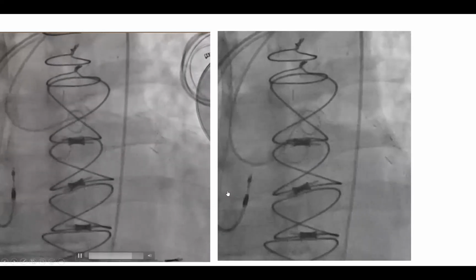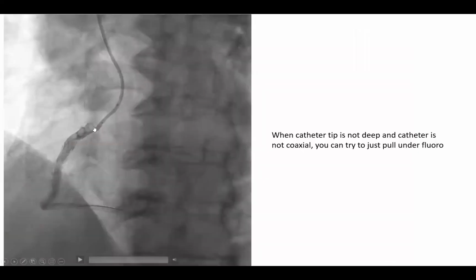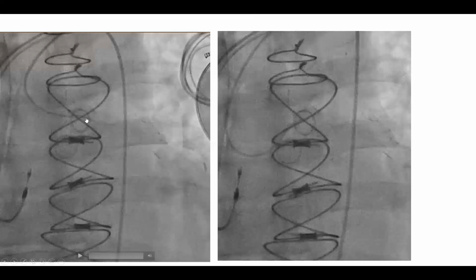But you have to do it under fluoro, and you react to what you see. Sometimes pulling works. And this is a case where pulling the catheter just works. And you need to know, when does pulling work? When the catheter tip is not deep, unlike here. Here, the catheter tip was deep. If you pull it, you will dive deeper.